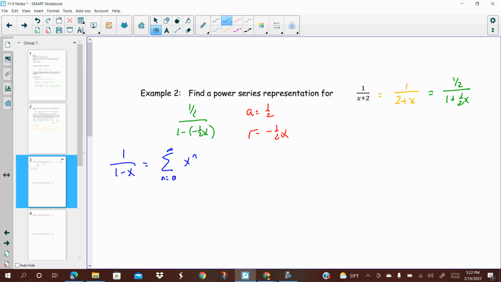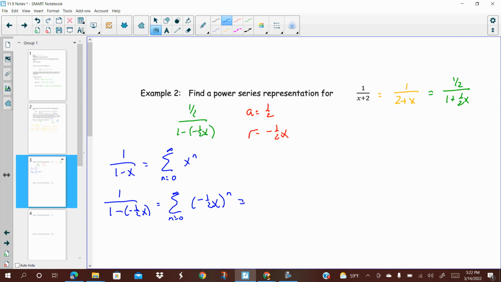Okay, so the first thing you do once you've started this is you look to substitute your r. So substitute the value for r. So now it's 1 over 1 minus, I am going to plug in negative 1/2 x where the x was. Negative 1/2 x, which means on this right side of the equation, I am also going to substitute negative 1/2 x. So it'll be negative 1/2 x, all raised to the nth power.